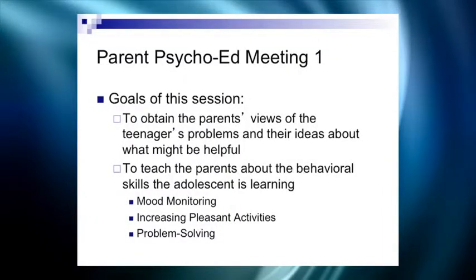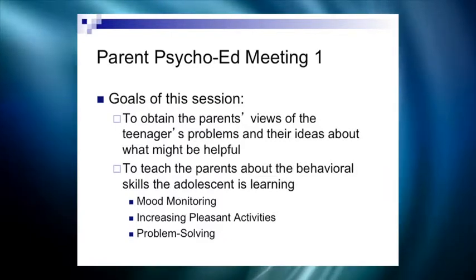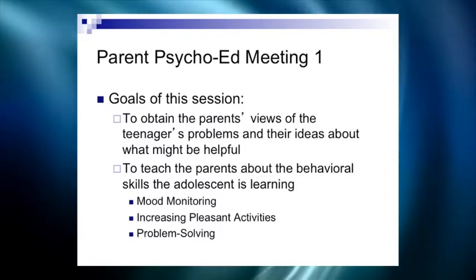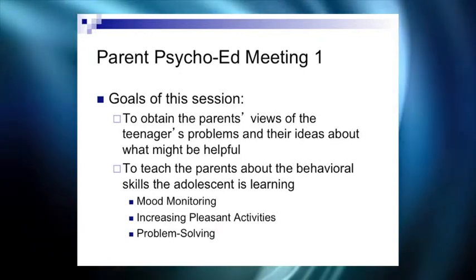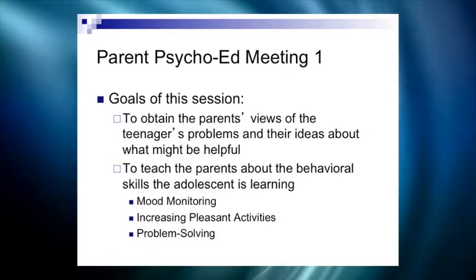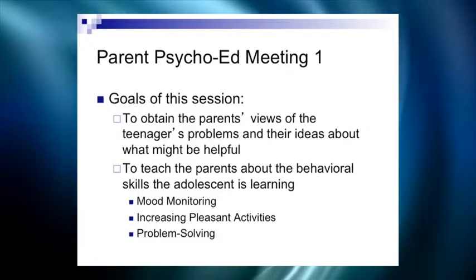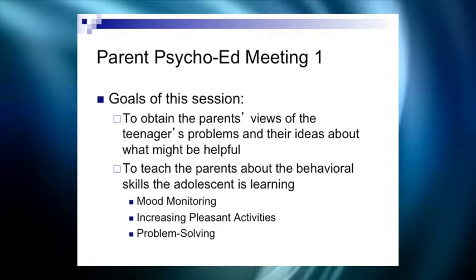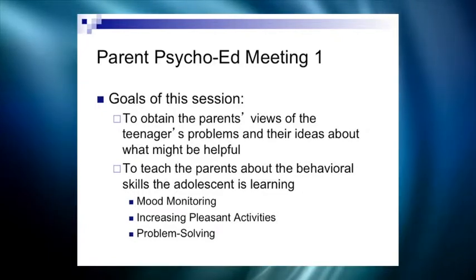Okay, so the first one, psychoeducation session 1. As I said, the first goal is to get the parents' views about the teenager's problems and what they think might be helpful. And the second part is to tell them about the behavioral skills that the adolescent is learning. The 3 skills covered in this session are mood monitoring, which we've already done, increasing pleasant activities, which we're going to do next, and problem solving. So you just basically educate the parents about what you're doing and how that might fit into their child overcoming their depression. Okay?